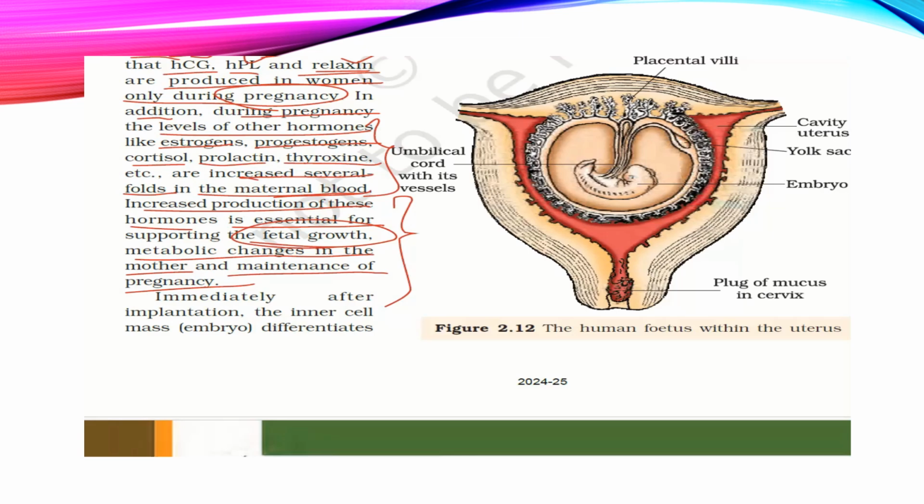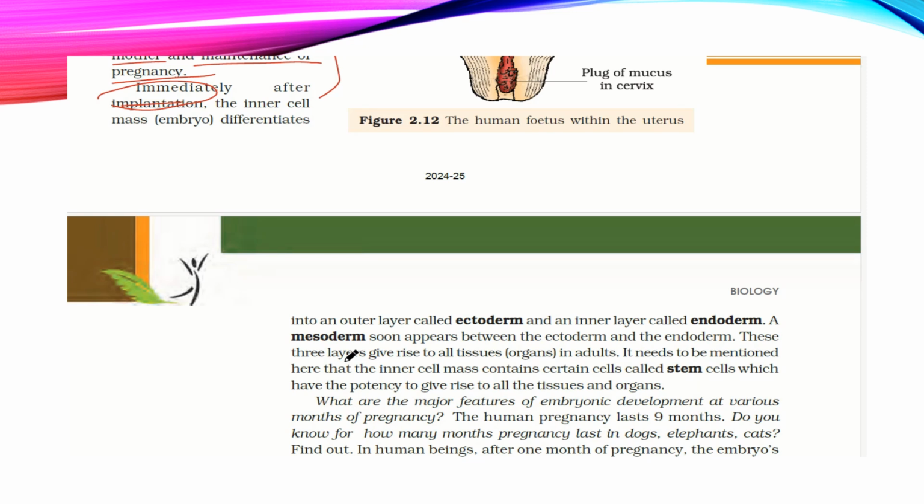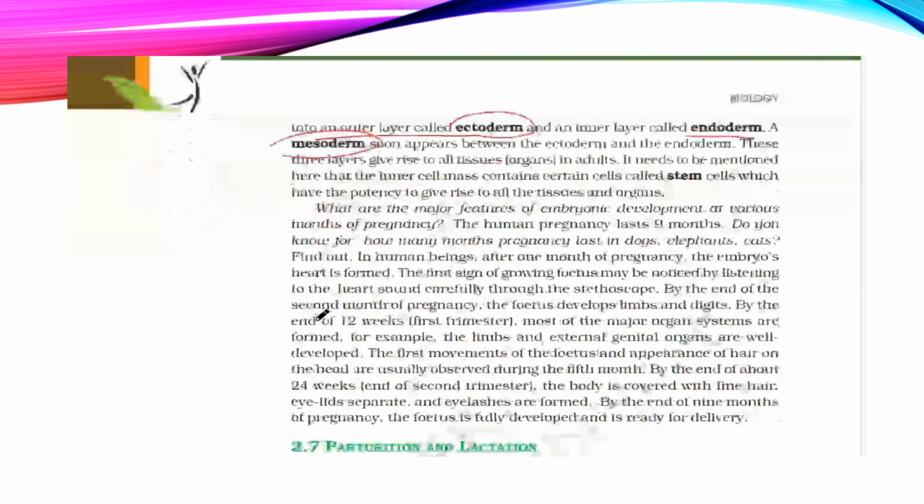So what is happening immediately after implantation? Immediately after implantation, the inner cell mass, that is the embryo, differentiates into an outer layer called the ectoderm and an inner layer called the endoderm. Very soon a middle layer between the ectoderm and the endoderm appears, called the mesoderm. So we get three layers here. These three layers in turn give rise to all the tissues and organs in adults. So we need three layers: ectoderm, endoderm and mesoderm.